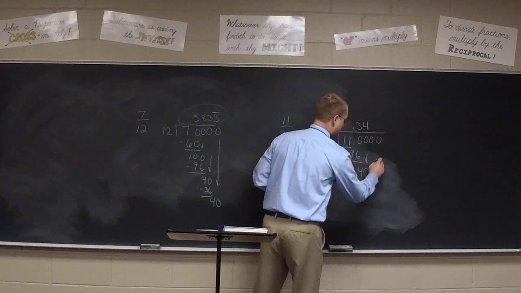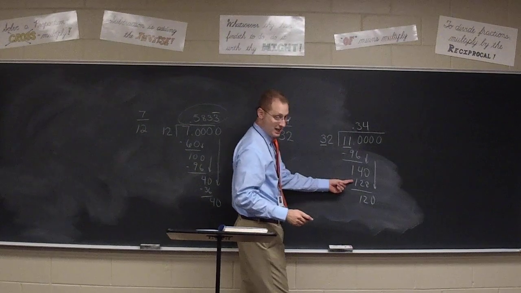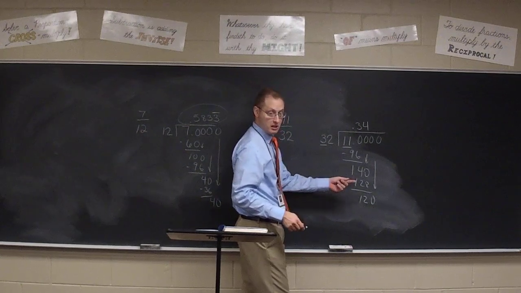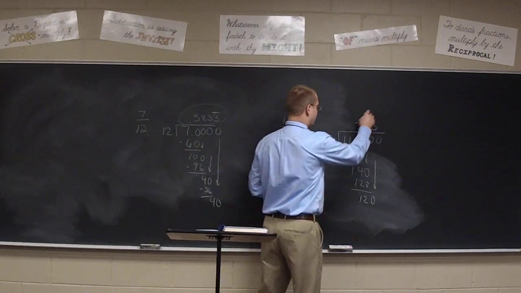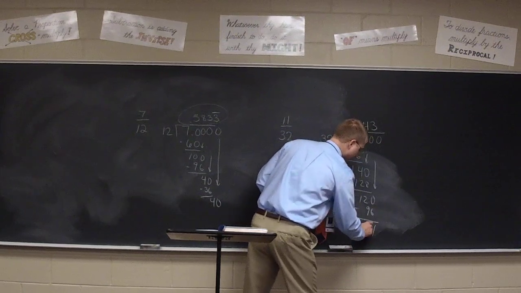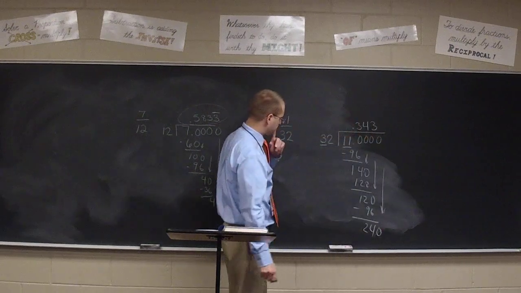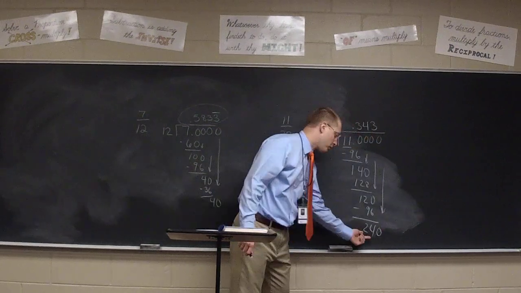We'll subtract it, 12, bring down 0, 120. Well, 4 times 32 is 128, so that doesn't fit, so it's got to be 3 again. Okay, and that's going to give us another 96. And when we subtract, that's going to give us a 24. And we bring down a 0. And 3 goes into 24 how many times?